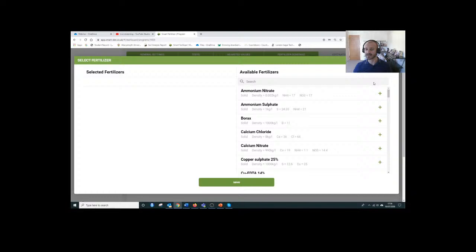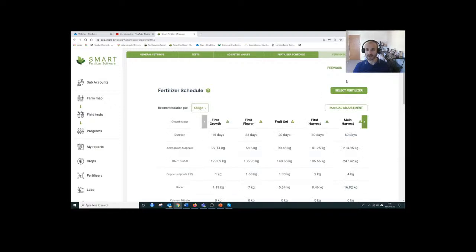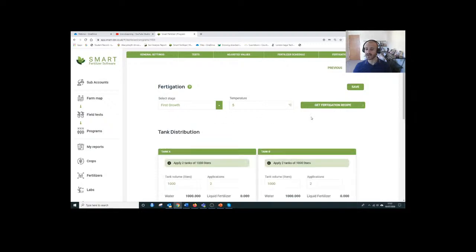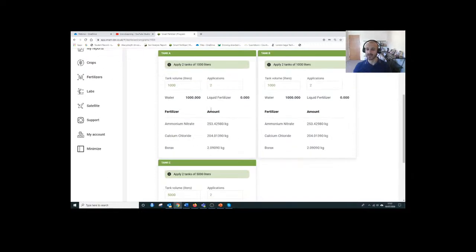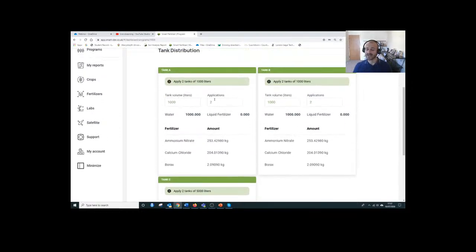You have to repick the fertilizers, but at the end, I will show you just randomly, just to show you. Okay, fertigation. As you can see here, I don't have to put the amount of water anymore because it's based on the application and tank volume. In this case, there are different tanks because I did it randomly. It's based on tank volume and number of applications. So you have to apply 2 tanks of 1000 liters. But if your tank is 200 liters, can you see that the numbers are changing in terms of kilograms, but also in terms of number of applications. So this is very flexible according to your needs.